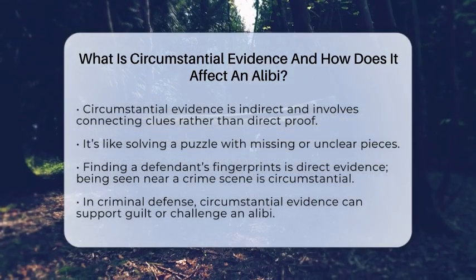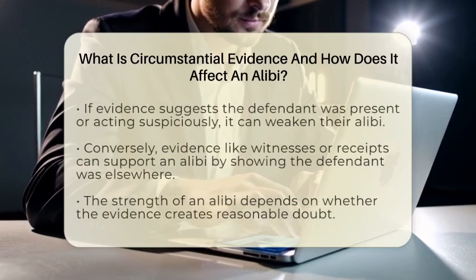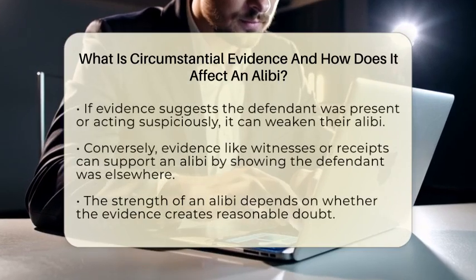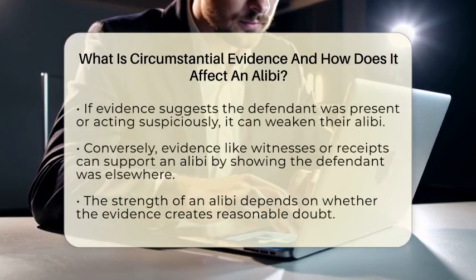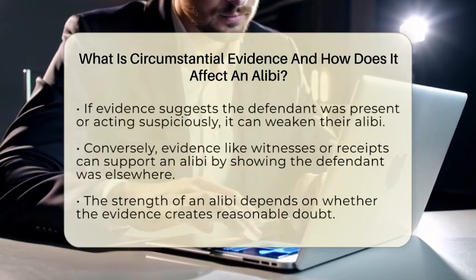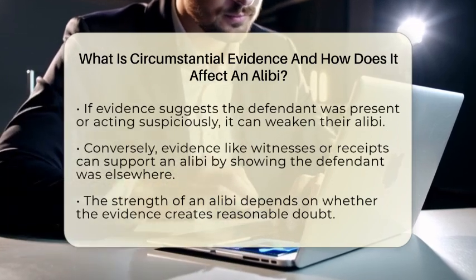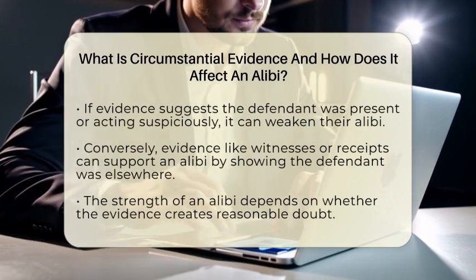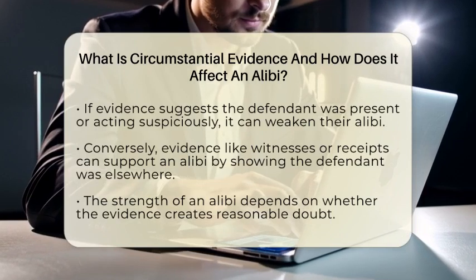It can be used to support the idea that the defendant is guilty, or it can be used to challenge an alibi. An alibi is a defense where the accused claims they were somewhere else when the crime took place. If the prosecution's circumstantial evidence suggests the defendant had the opportunity or was acting suspiciously after the crime, it can weaken the alibi. For example, if the defendant is seen leaving the scene or has a motive, that can cast doubt on their claim of being elsewhere.